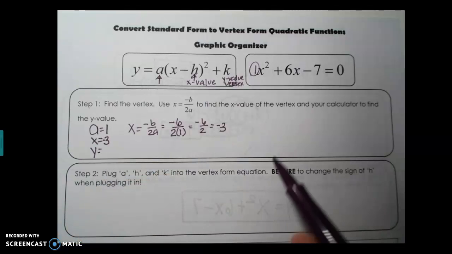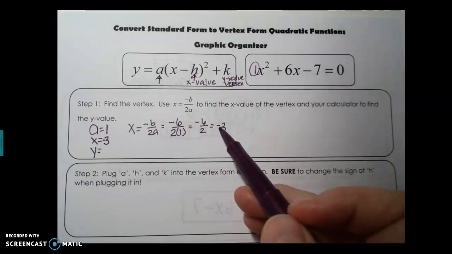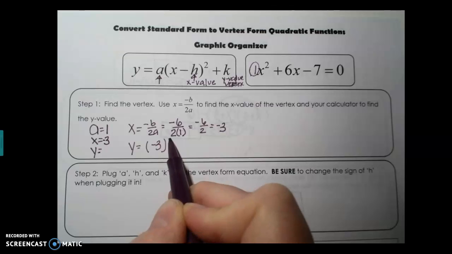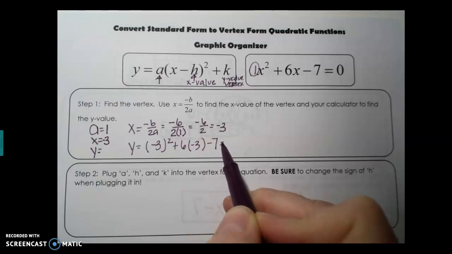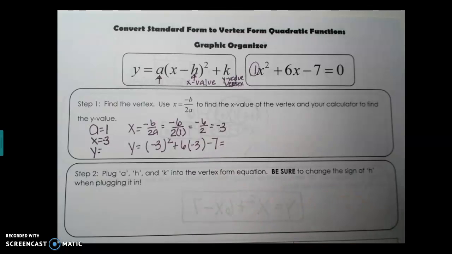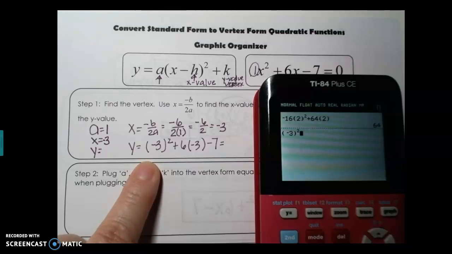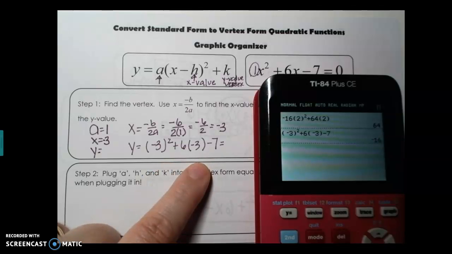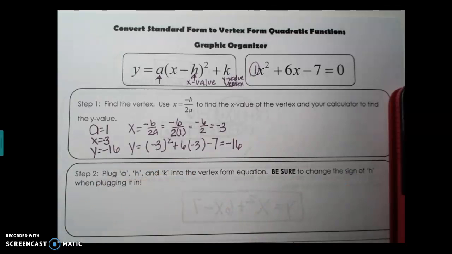To find the y value, you can either plug this into your graphing calculator and look at your table of values, or we can just plug negative 3 into the equation. To get the y value, we're going to plug in negative 3 squared plus 6 times negative 3 minus 7. And when you work that all the way out, let's see what we're going to get. So I'll turn on my calculator. I have negative 3 squared plus 6 times negative 3 minus 7. And that's going to give me negative 16. So that means the y value of my vertex is negative 16.